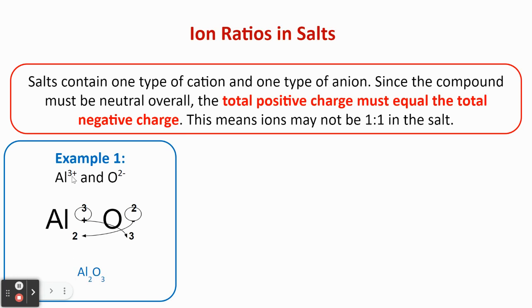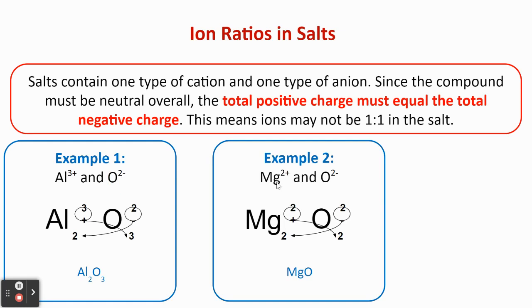So we have 2 aluminum ions, each with a +3 charge. That gives us an overall charge of +6. And we have 3 oxide ions, each with a charge of -2. That gives us a charge of -6. +6 and -6 cancel each other out, and we have a neutral ionic compound.